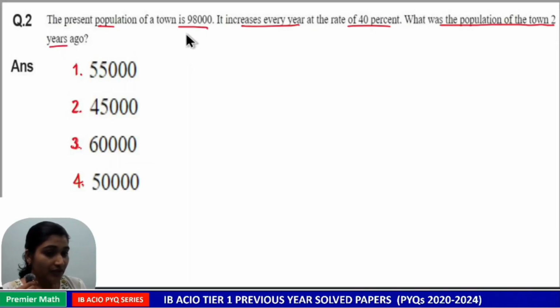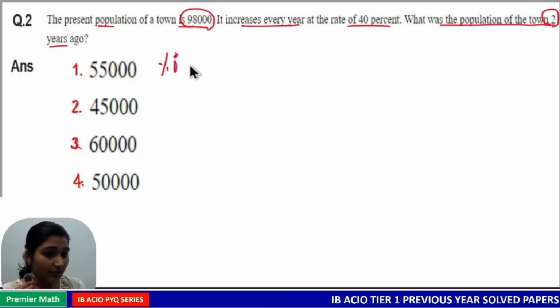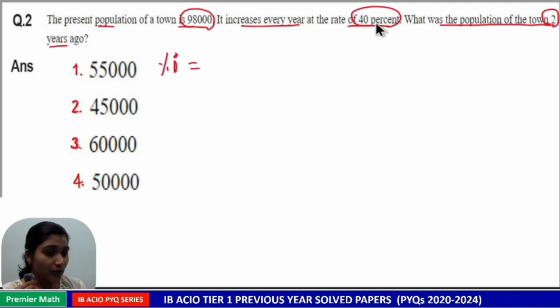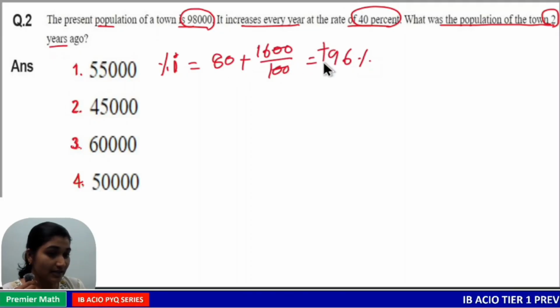Here, initial population plus 2 years increment is the present population, 98,000. So first find the percentage increment, where every year it is 40%. So 40 plus 40 is equal to 80. 40 into 40 is equal to 1600. So 1600 by 100 means 16, and 80 plus 16, 96% is the percentage increment. That is 96%, which means 96 by 100.